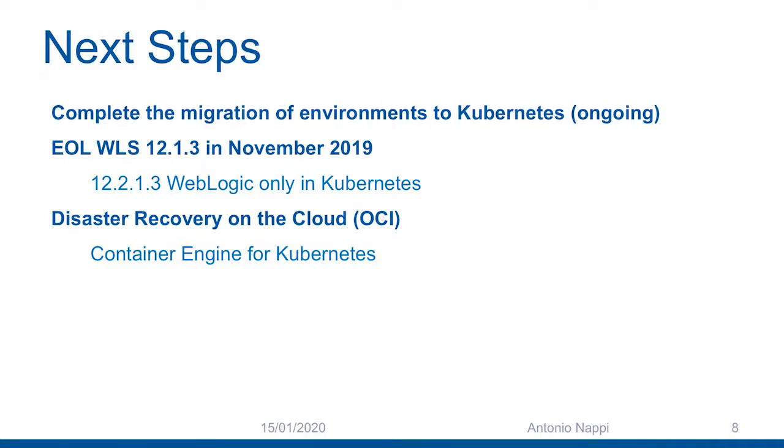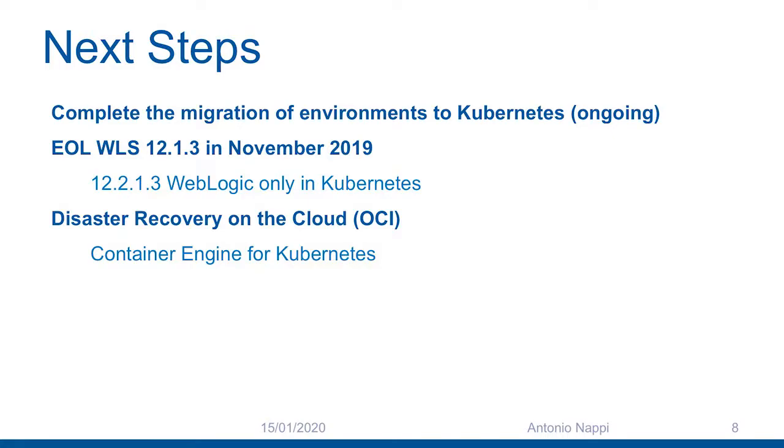So which are the next steps? We want to complete the migration. We already moved most of the development and test environments for our applications. We want to move pre-prod and prod in the next months, profiting from the end of life of WebLogic 12.1.3 in November 2019. But actually, I knew that it was extended for another year. Probably we will not tell our users, just to push them a bit more to migrate to the new version of WebLogic. And also, as I said, this can run everywhere. So we want to evaluate OCI as a solution for our disaster recovery plan.